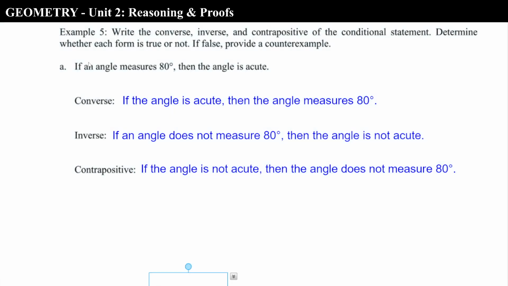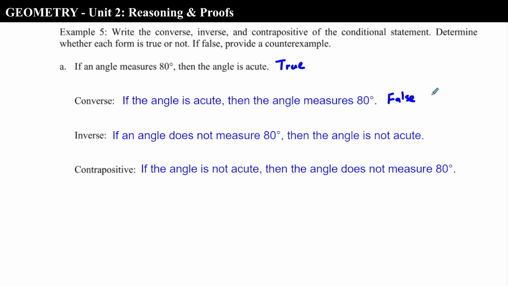Okay, so now let's determine if each one is true or false. So let's start off with the conditional. If an angle measures 80 degrees, then the angle is acute. Well, an 80-degree angle is acute, so our starting conditional is true. If an angle is acute, then the angle measures 80 degrees. Well, does it have to measure 80 degrees to be acute? An 80-degree angle is an acute angle, but it doesn't have to measure 80 degrees. So we have a true statement followed by a false statement, so this is a false statement.